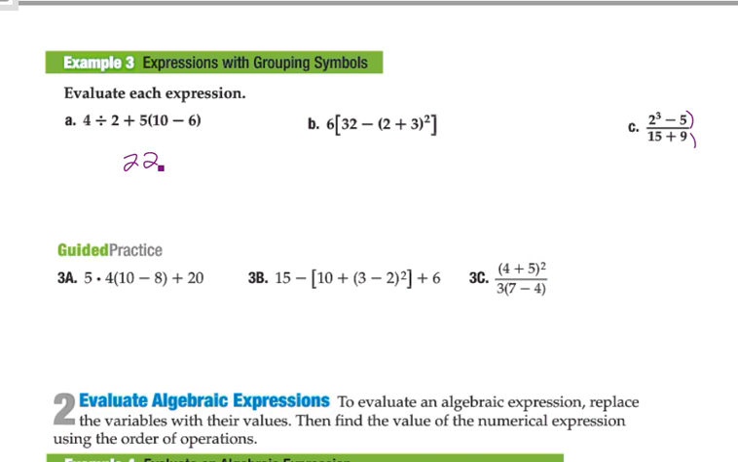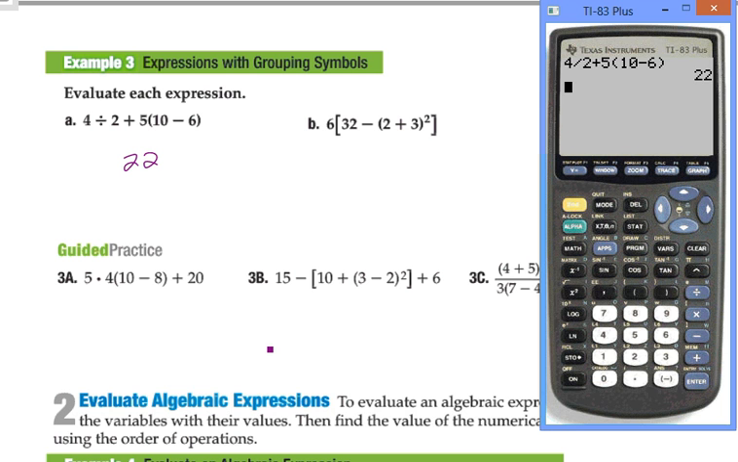Okay, notice B has some kind of crazy stuff going on here. We have brackets as well as parentheses. Calculator has those. So if you look under the multiplication and the subtraction sign, you see brackets. Notice how they're yellow. So that means in order to get those brackets, we have to hit the second button in order to get to them.